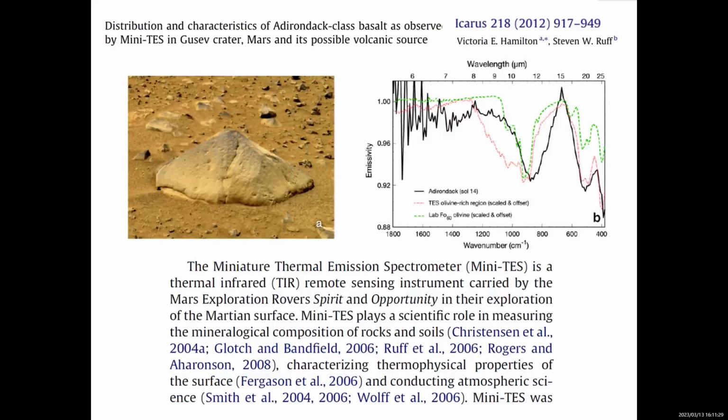For this paper, what they are trying to address are the Adirondack-class basalts, which are considered to be primary basalts, the melting product from the Martian mantle. Their composition could be analyzed in situ by what they call the Miniature Thermal Emission Spectrometer. Basically, this is a thermal infrared remote sensing instrument carried by the rovers Spirit and Opportunity.